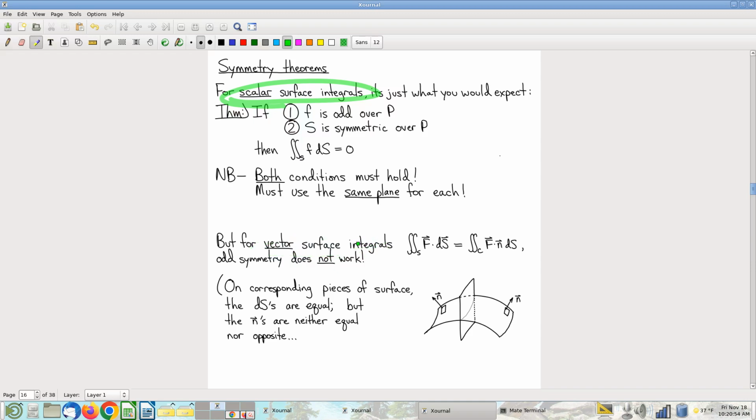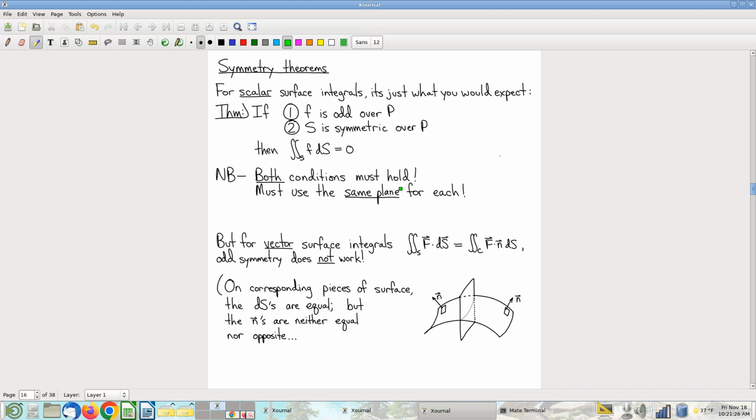For scalar surface integrals, the good news: the theorem's exactly what you think. If the function's odd and the surface is symmetric, then you win. The integral is 0. No fuss, no muss. So that's great. The usual warnings: both conditions have to apply, and you have to use the same plane of reflection for both of them. So, like I say, exactly what you would expect. I encourage and support the idea of using odd symmetry for scalar surface integrals.